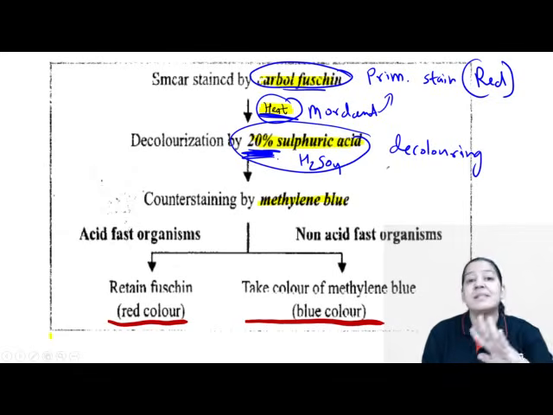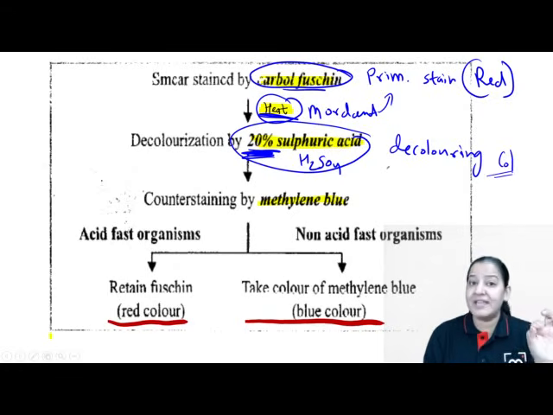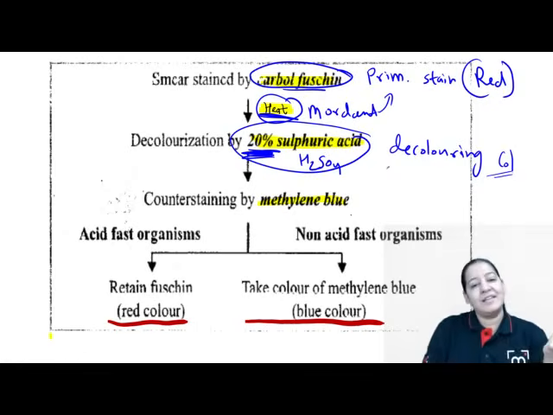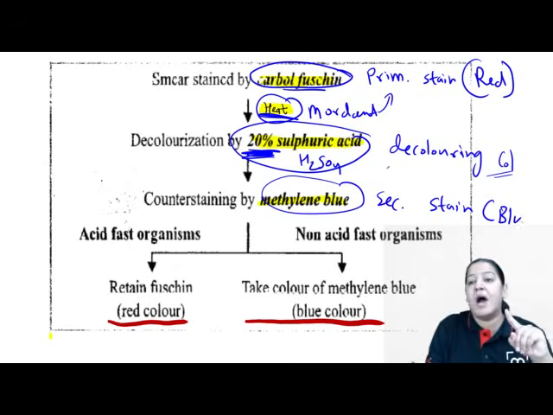It is 20% standard. So 20% H2SO4 is the decolorizing agent used in acid fast stain, Zn stain, in contrast to gram stain where we have used either alcohol or acetone. Here we are using sulfuric acid, not alcohol, not acetone. It is the acid. And the last step is the secondary stain. We use secondary stain here, which should compulsorily be a blue stain. It should be a blue stain, not a red.